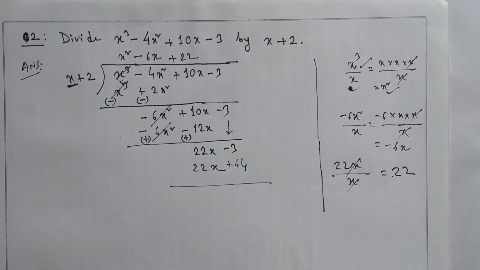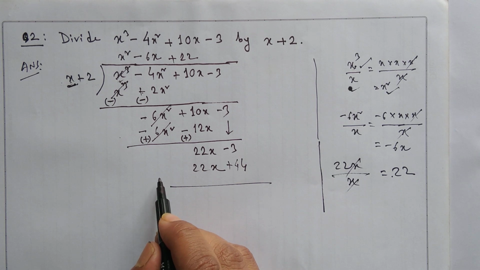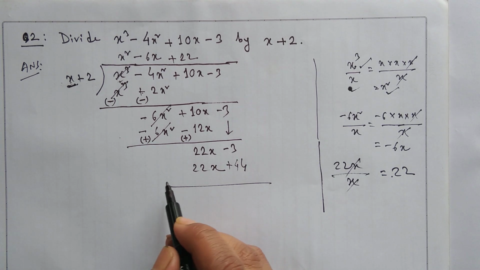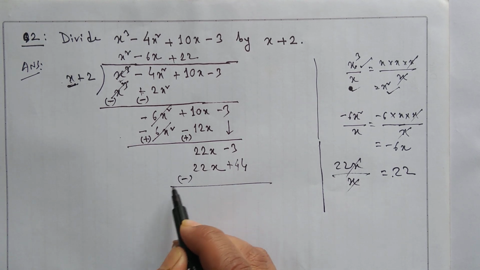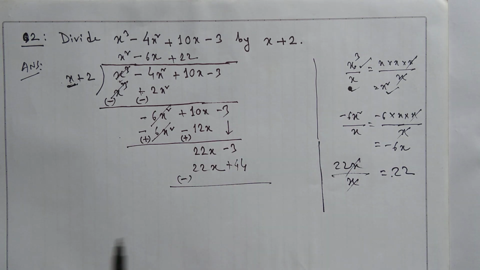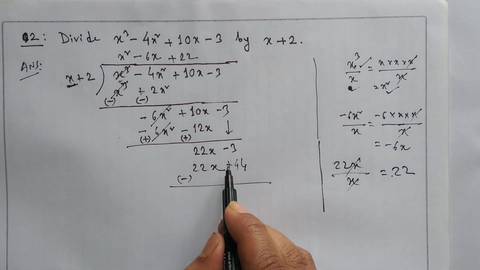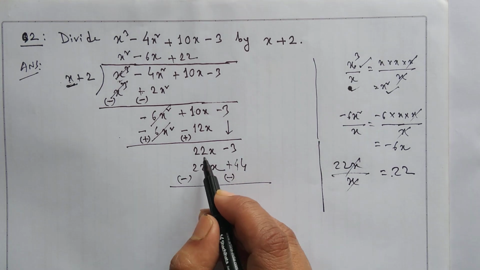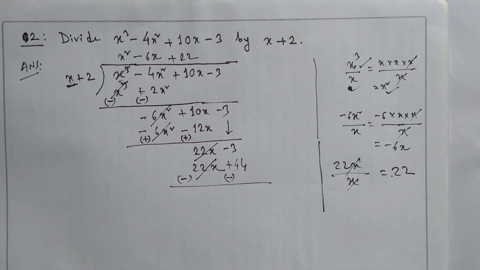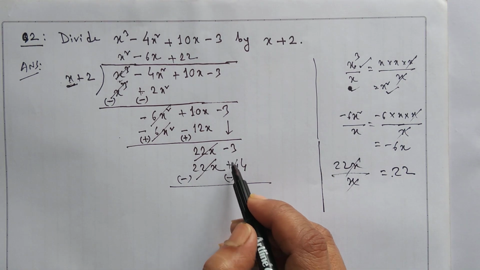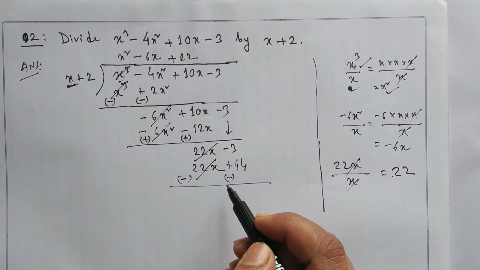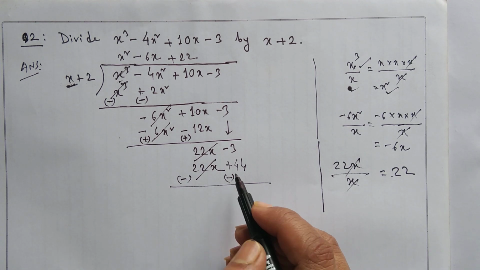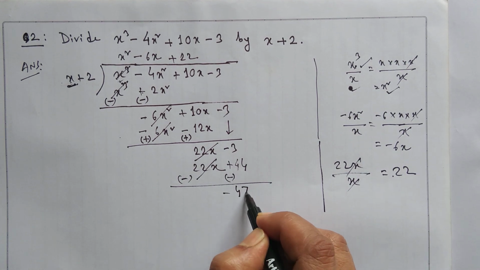Done. Now minus, by the rule of division. Here it is plus, so minus plus will become minus. Minus of this plus will be minus. Now plus 22x minus 22x gets cancelled. Here minus 3, now here minus 44. Minus 3 minus 44 is minus 47.